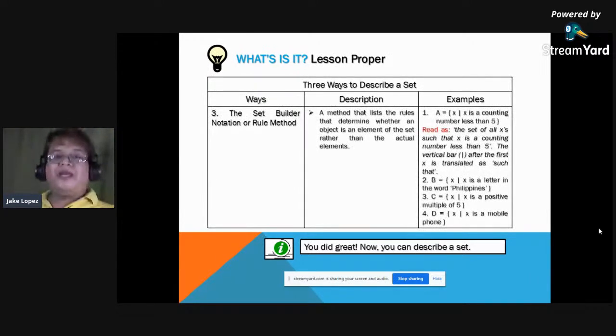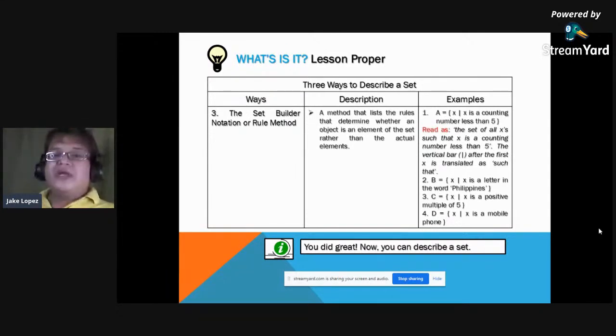So number 3, sa pag-describe ng set, we also have the set builder notation or rule method. So a method that lists the rules that determine whether an object is an element of the set rather than the actual elements. So ito yung parang nagde-describe din siya ng set pero in words siya. Okay? At nagbibigay siya ng parang description or ang definition of a particular set.